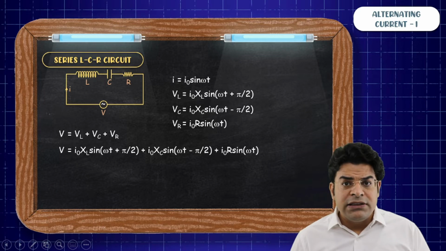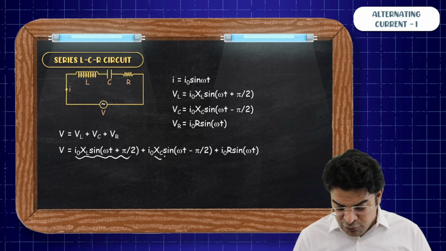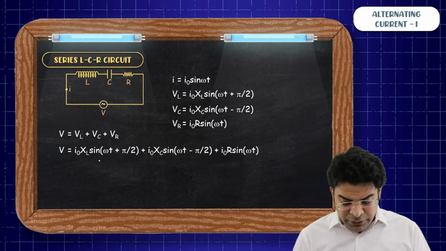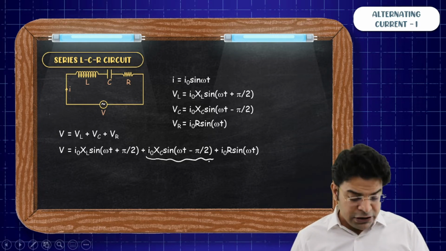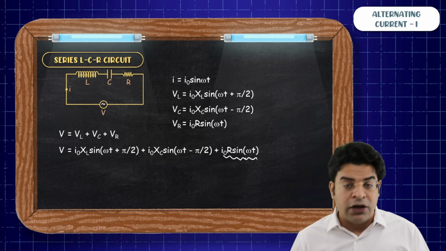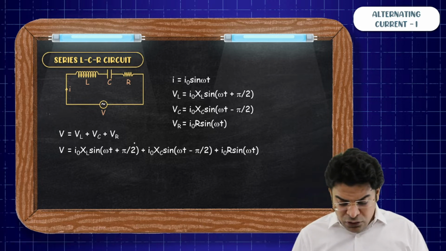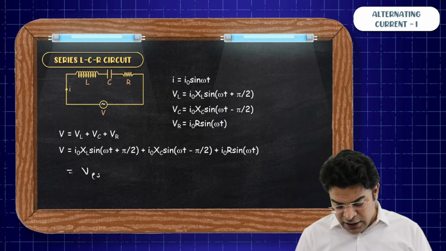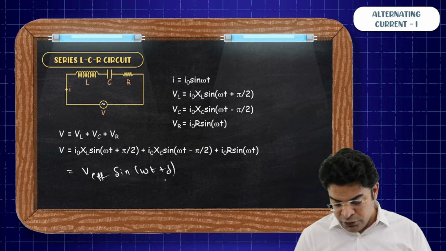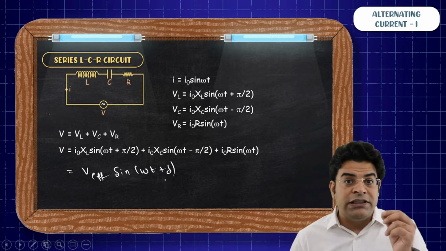Now here you can see we have got three functions of potential. The first one represents the potential drop across the inductor, the second one represents the potential drop across the capacitor, and the third one represents the potential drop across the resistor. We need to combine these three equations so as to get a single equation like V effective sine(omega t plus delta). What to do? Sir, we will use the phasor method.